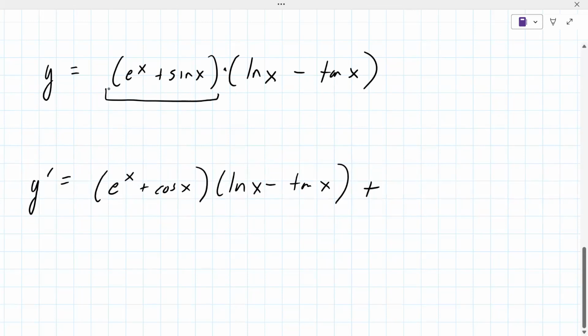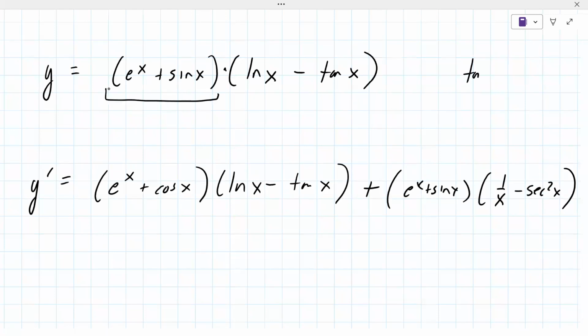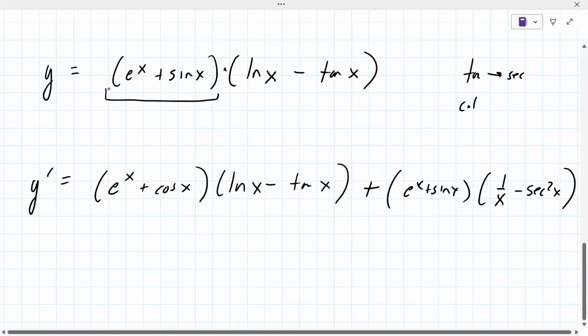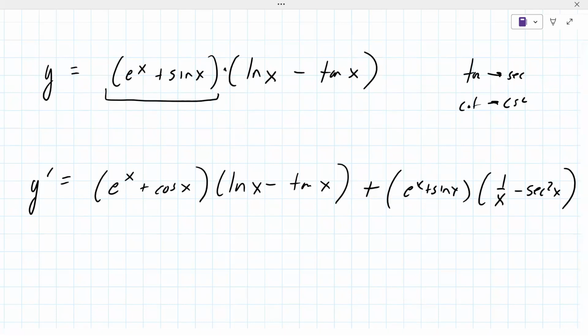e to the x plus sine of x times 1 over x plus cosecant squared of x. Tangent is secant squared. Oh, tangent goes with secant, and cotangent goes with cosecant. Okay. So that's product rule. I mean, product rule is really not a big deal. The quotient rule is, I guess, where it starts to get interesting.